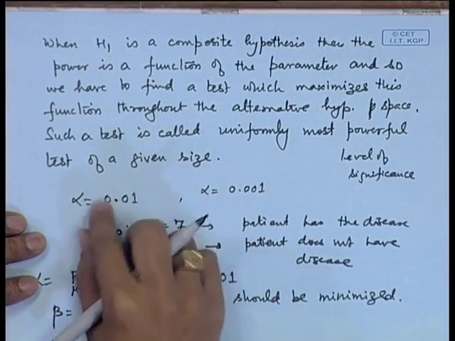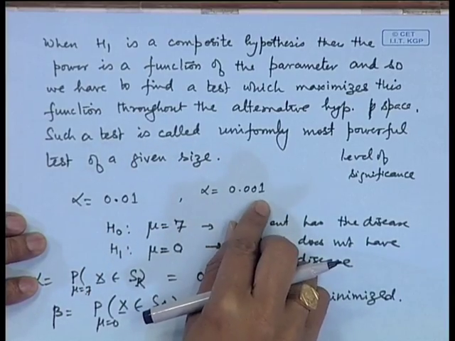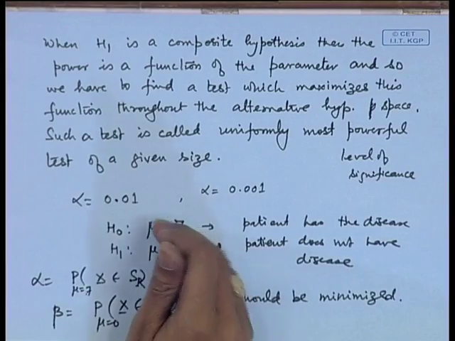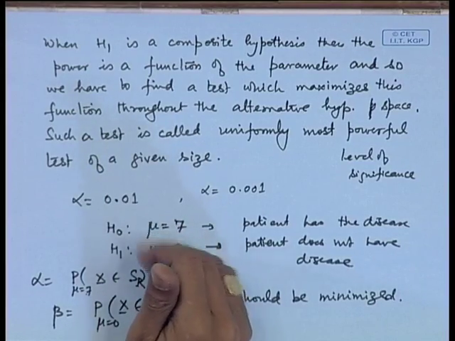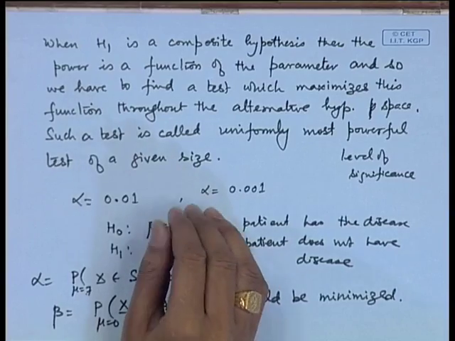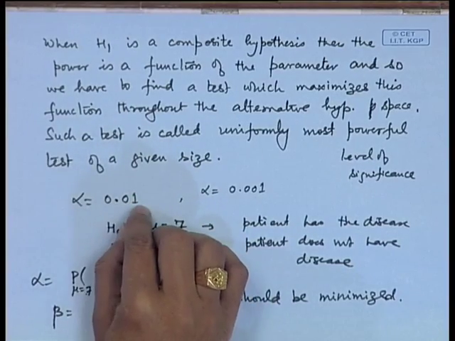Now, what is the rationale behind writing down that alpha is equal to 0.01 or 0.001? The initial problem of the testing of hypothesis, the way it was developed, the theory of most powerful test was developed in such a way that we fix alpha and then we find the most powerful test. So, in the test procedure this alpha will play a role.